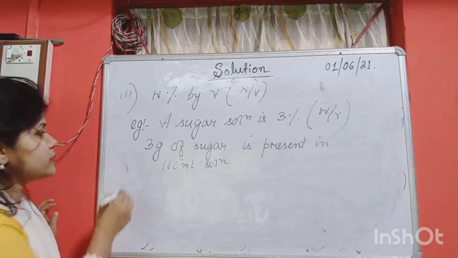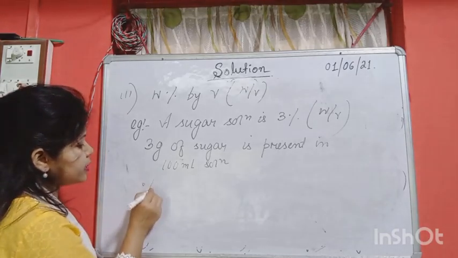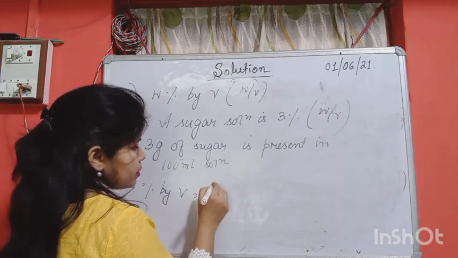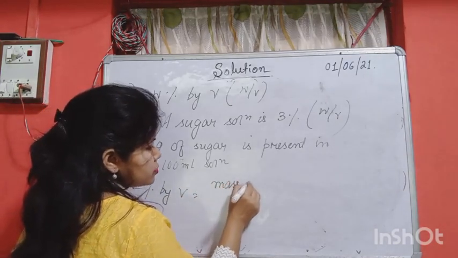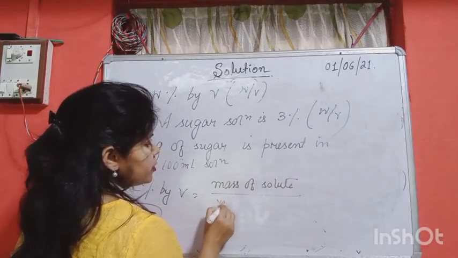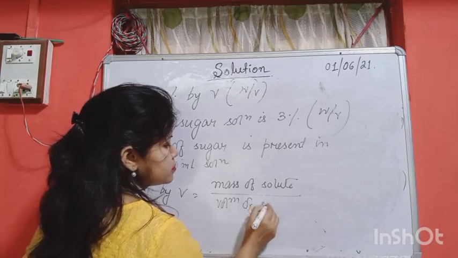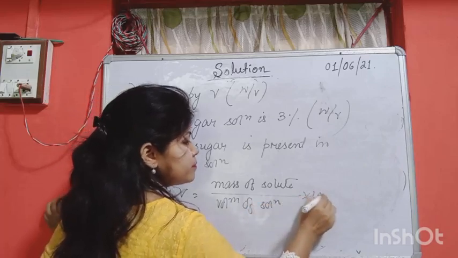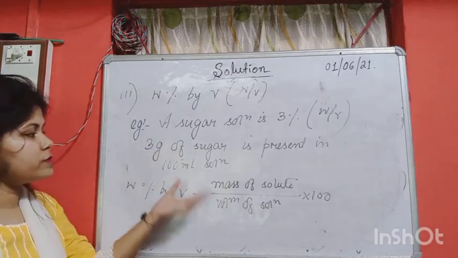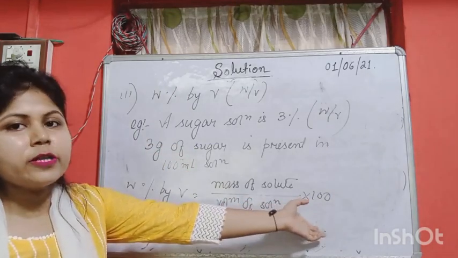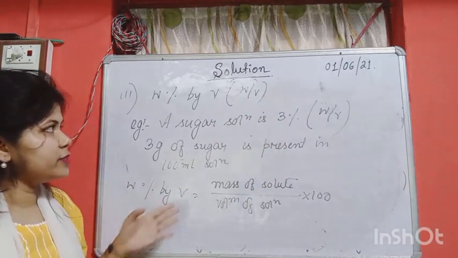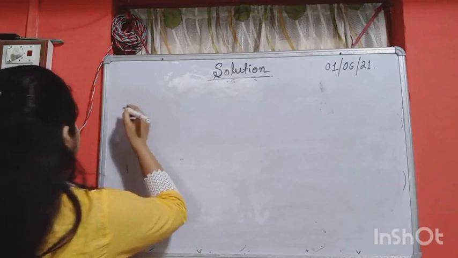So you can write the formula as weight percentage by volume equals mass of solute divided by volume of solution into 100. So here the mass of solute is 3 gram, volume of solution is 100 ml, and if you multiply with 100 you get the percentage as 3% only. So hope you all have understood. Next will be mole fraction.